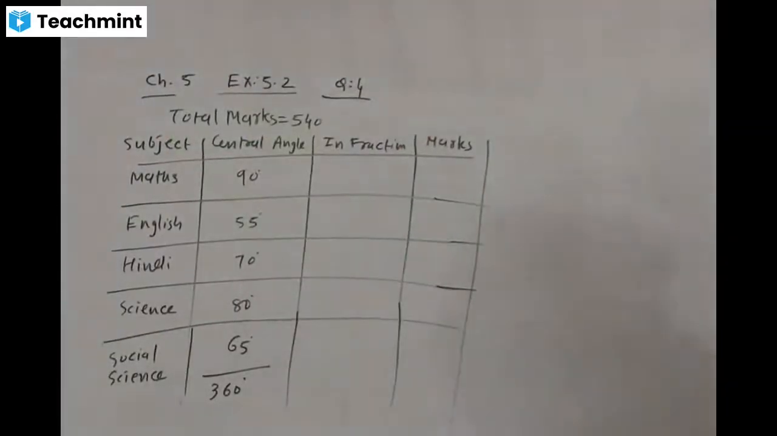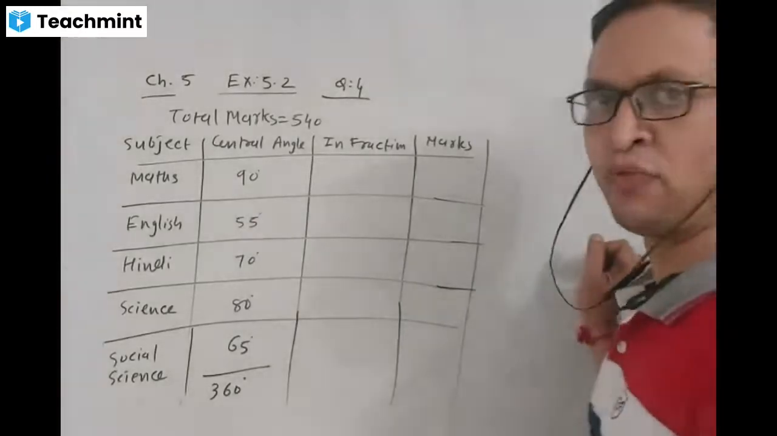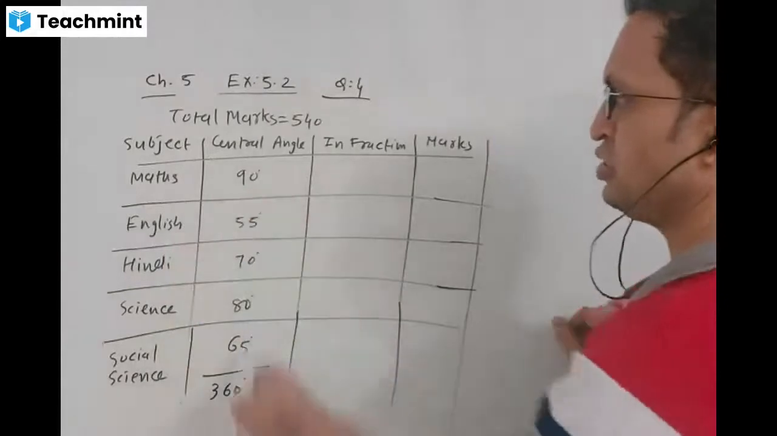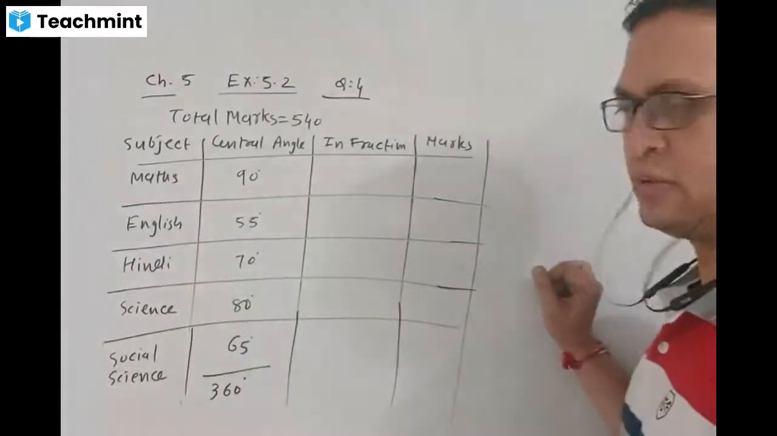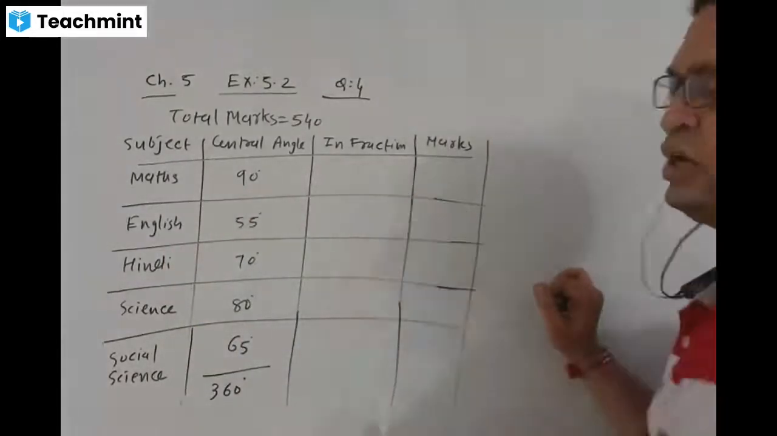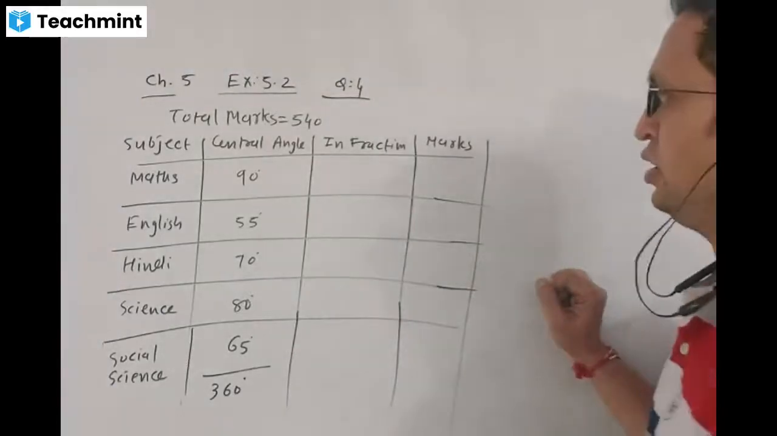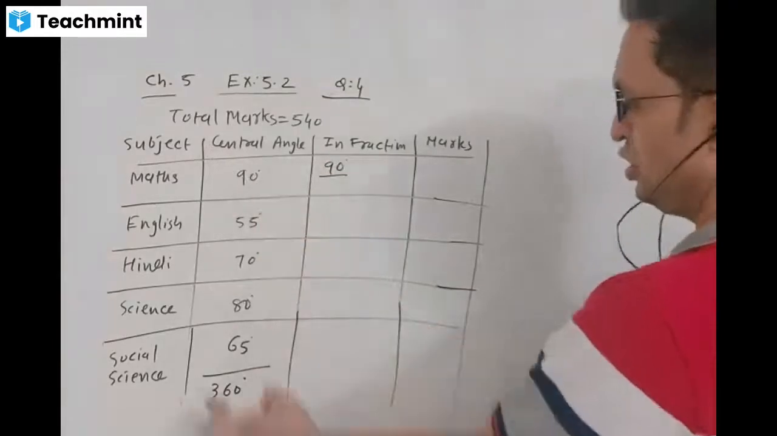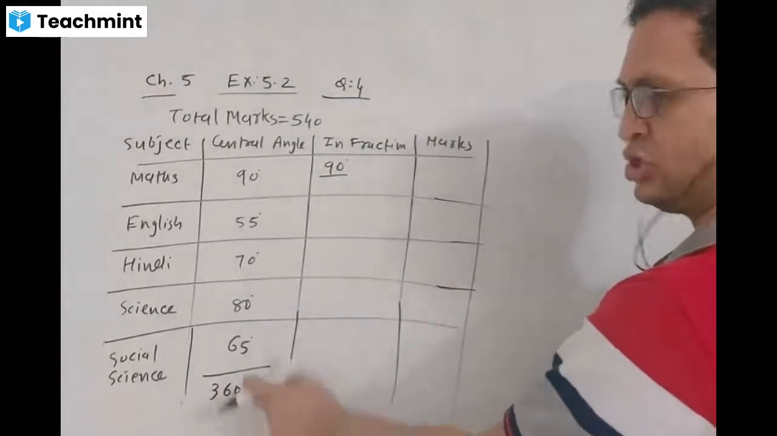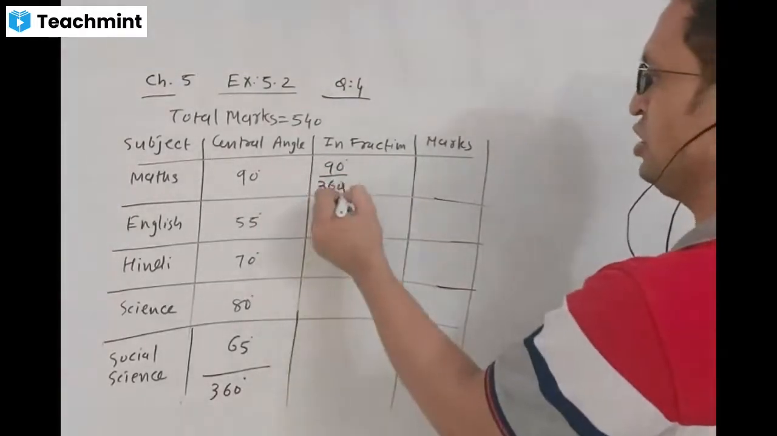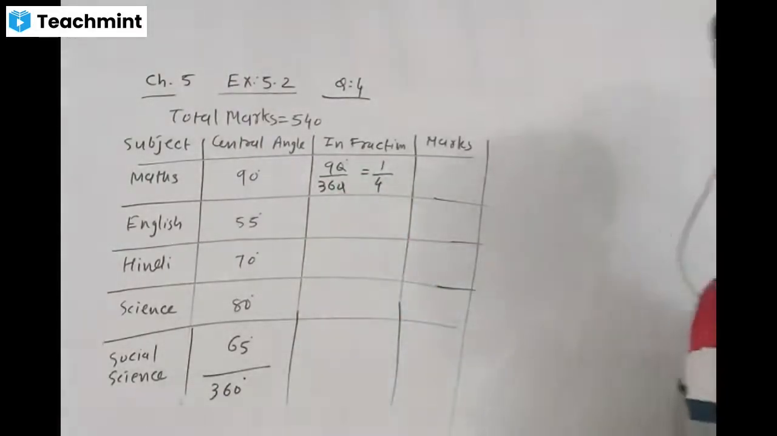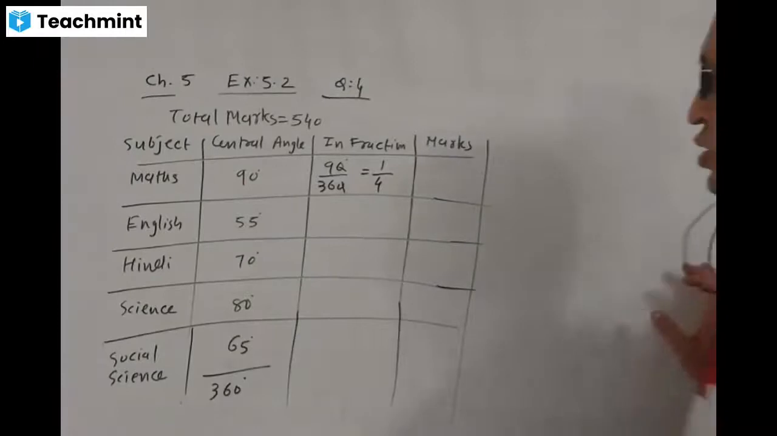Question number 4, exercise 5.2. Total marks is 540. The subjects and central angles are given in the question. Find the fraction and the number of marks in each subject. The angle is 90, total angle is 360. 90 by 360: cancel the zeros, 9 ones are 9, 9 fours are 36. That is equal to 1 by 4.